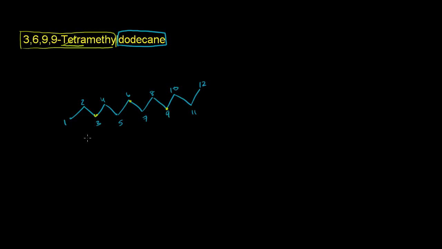So we have 1 methyl group at 3, and then that is bonded with the 3rd carbon on the dodecane chain. We have 1 at 6, bonded to the 6th carbon on the dodecane chain. And then we have 2 at 9. So that's 1 at 9, and then we have another 1 at 9, bonded to the 9th carbon on the dodecane chain. And we're done. That's it. That's 3,6,9,9 tetramethyl dodecane. Let's do another one.